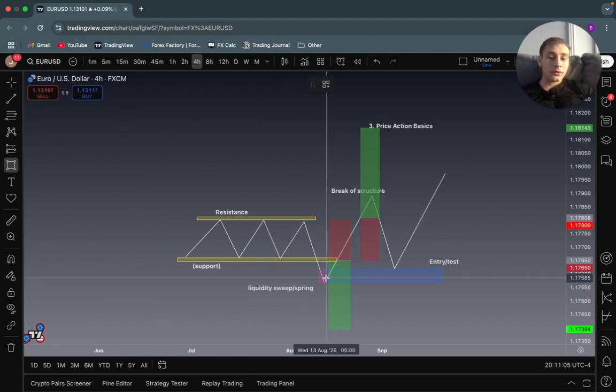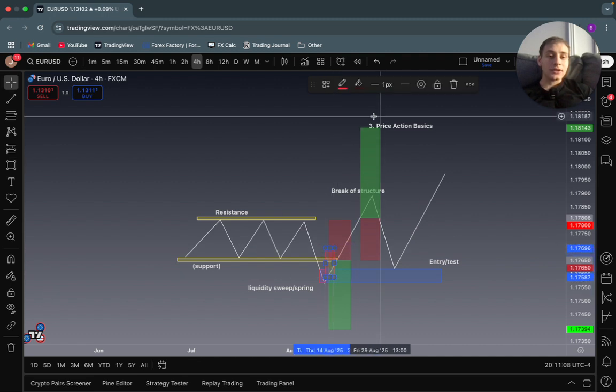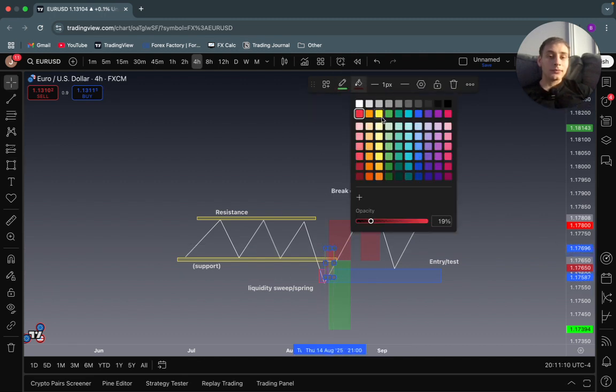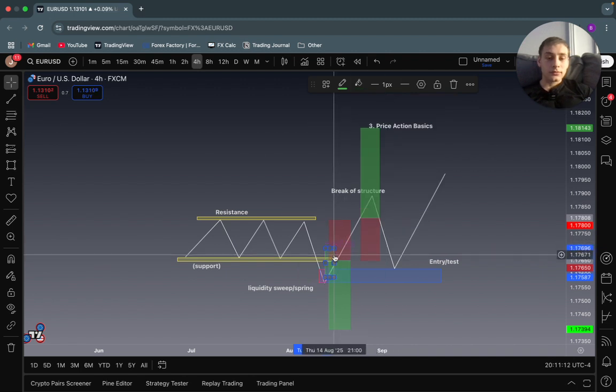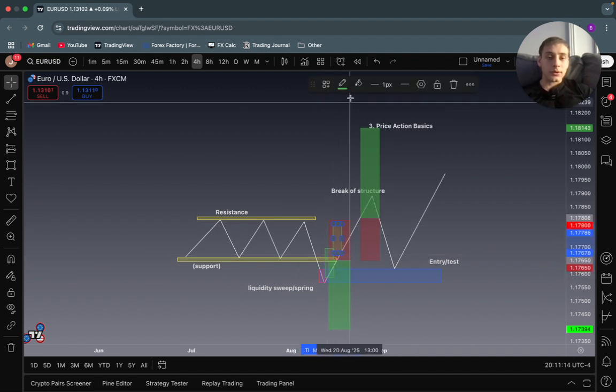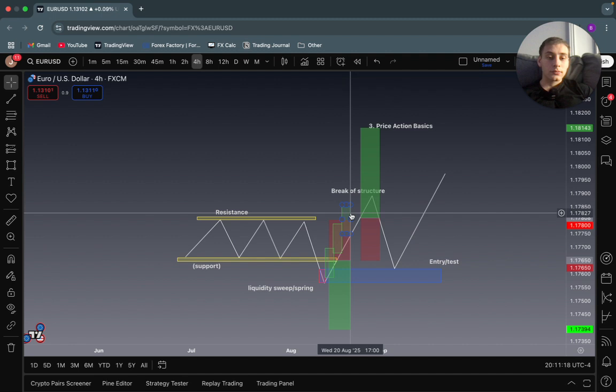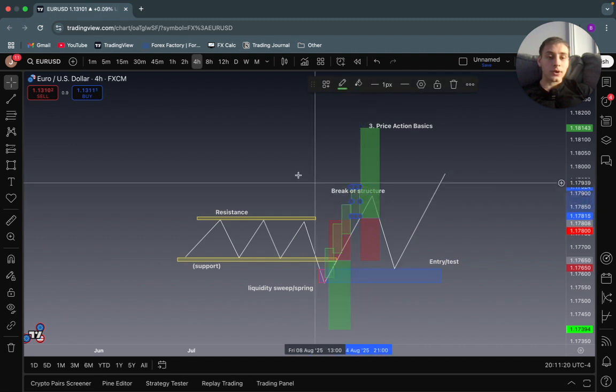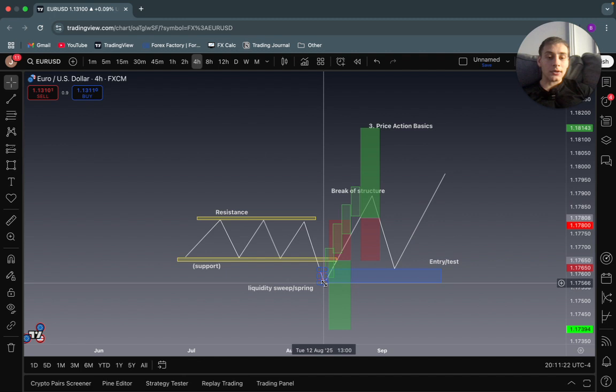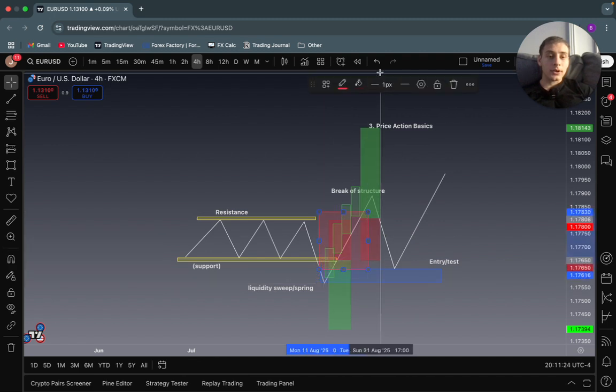Think of that as a candlestick. And then let's just say we have, boom, green, green, green, green, right?